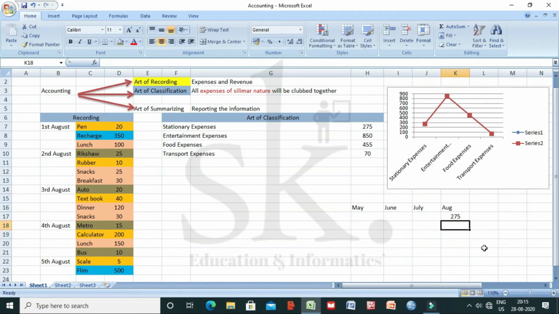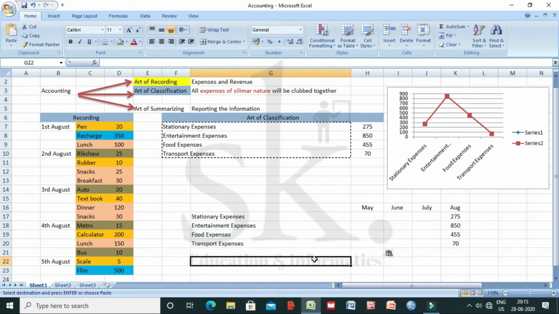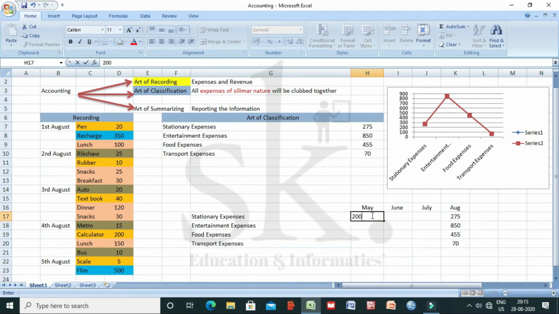So we had 275, then 850, then 455 and 70 rupees. These are the expenses which we have incurred in the month of August as per the example. On the other side, we also have these expenses. So in the month of May, say for example, my total expenses related to stationery was 200. In June it was 155. In July it was 175. And in August it is 275. Similarly, with respect to entertainment expenditure, it was 550 rupees in the month of May.